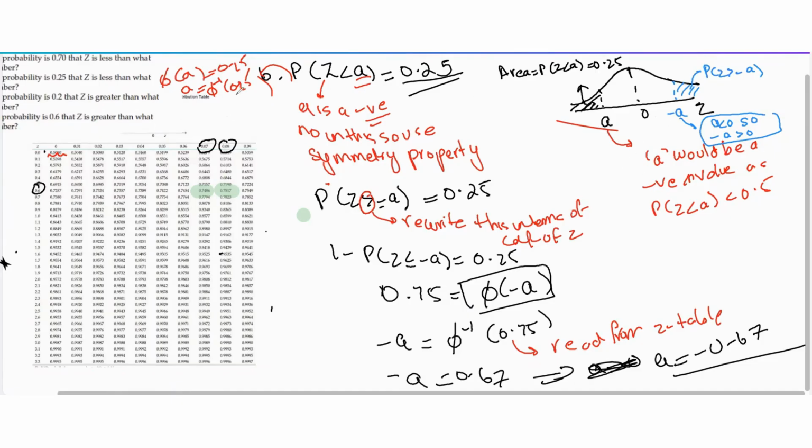It doesn't have negative values of Z, so you won't be able to find 0.25 anywhere in the table to find the associated Z value. So you can't do part B like part A, because in part A, A was a positive value, so its CDF value is directly present inside the table. In this case, A is a negative value, its CDF value is not present inside the table, so you need to use the symmetry property.